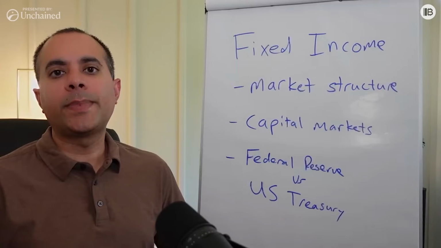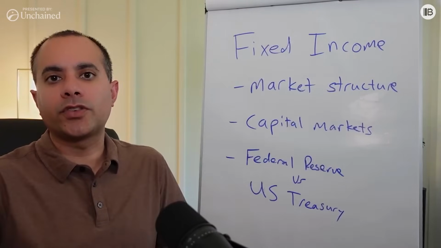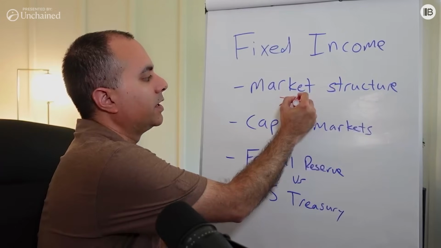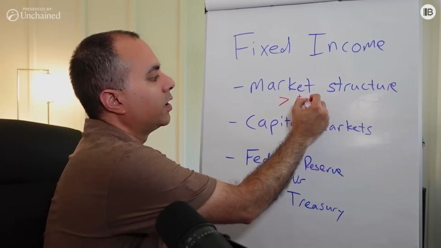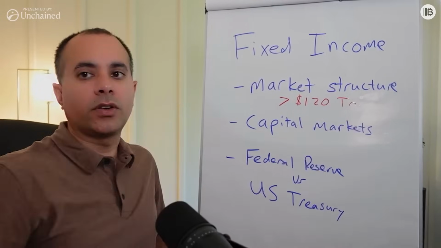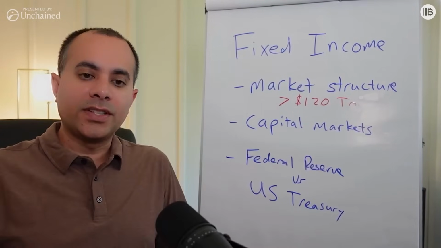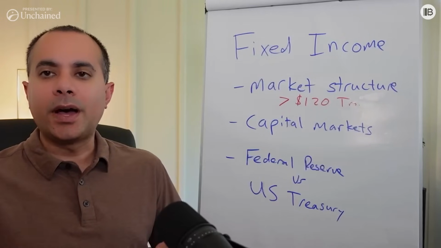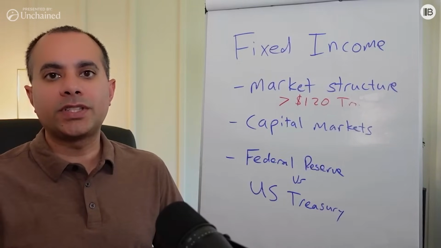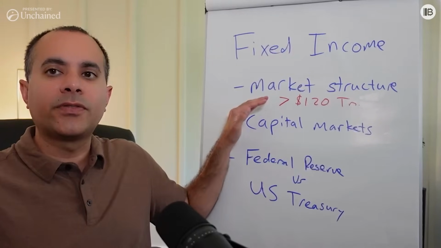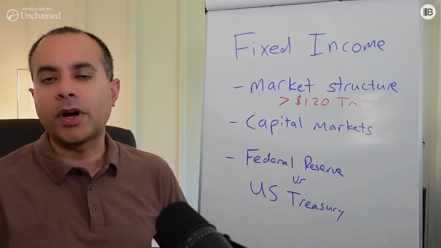All right, a little bit about fixed income market structure. Now, what is the size of the fixed income market? It's well over $120 trillion. So this is a measure that is changing, of course, every day, but the amount of US Treasury securities at $37 trillion is only a sliver of the entire market structure.